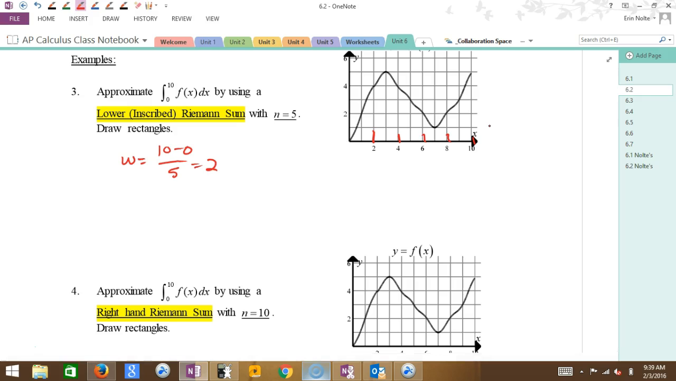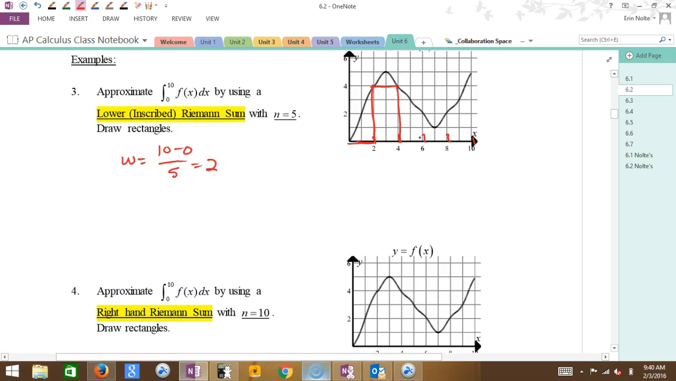What's my lower value between 0 and 2? 0. What's my height at 0? 0. So this first rectangle is not really a rectangle, it's just a flat line. It has no area. Then I go to the next one, between 2 and 4. The lower value is 2. What's the height at 2? 4. So my first rectangle that I actually draw has height 4.